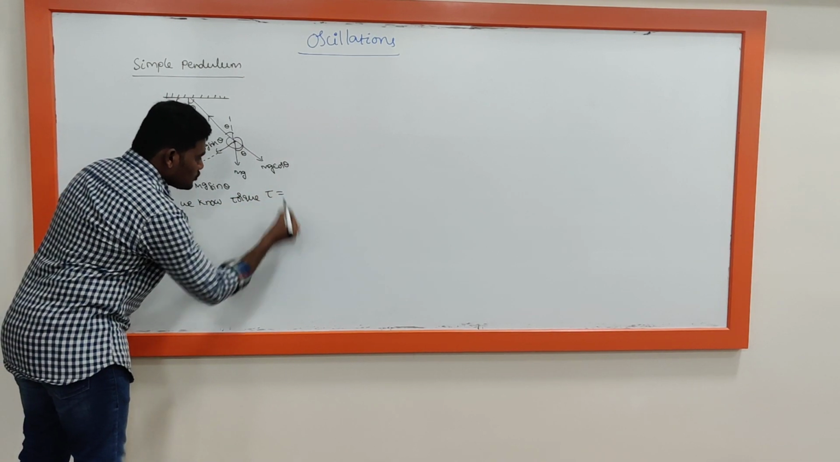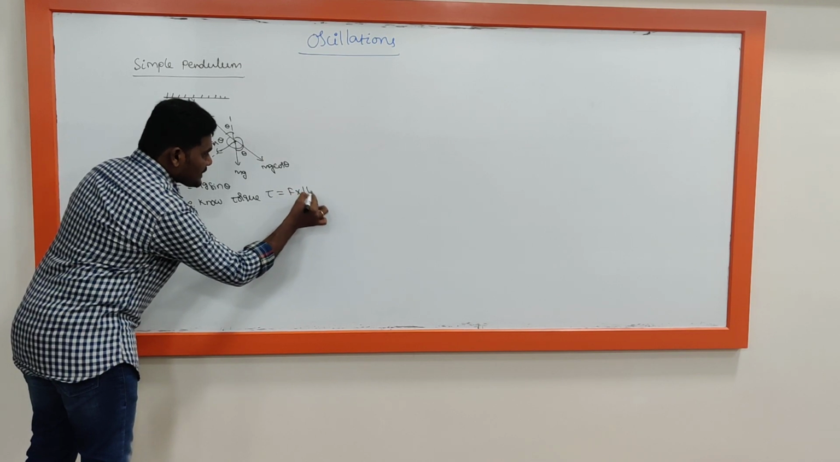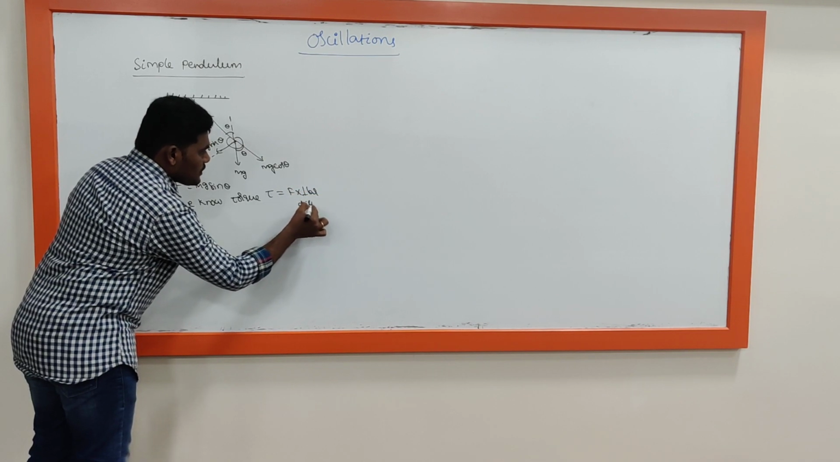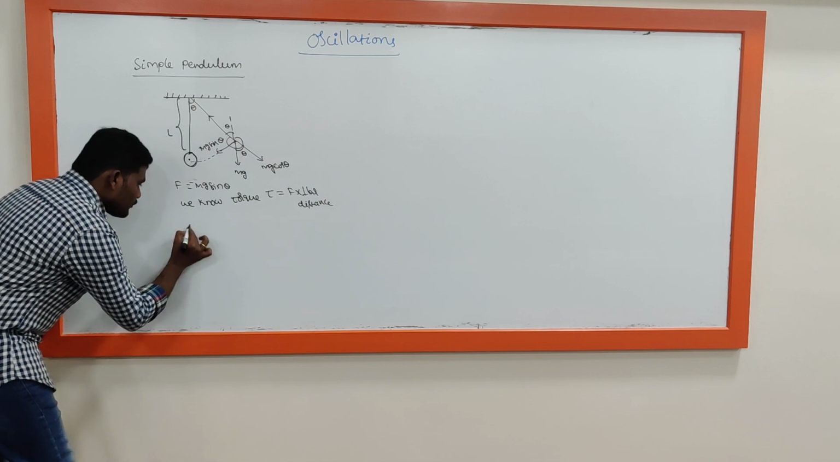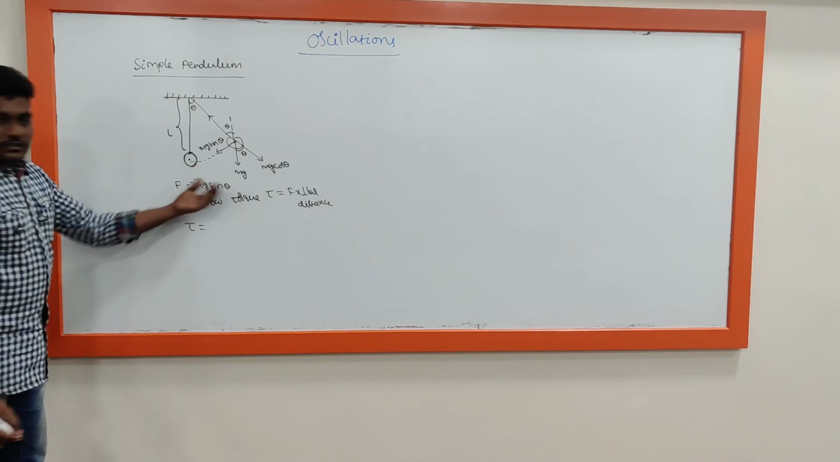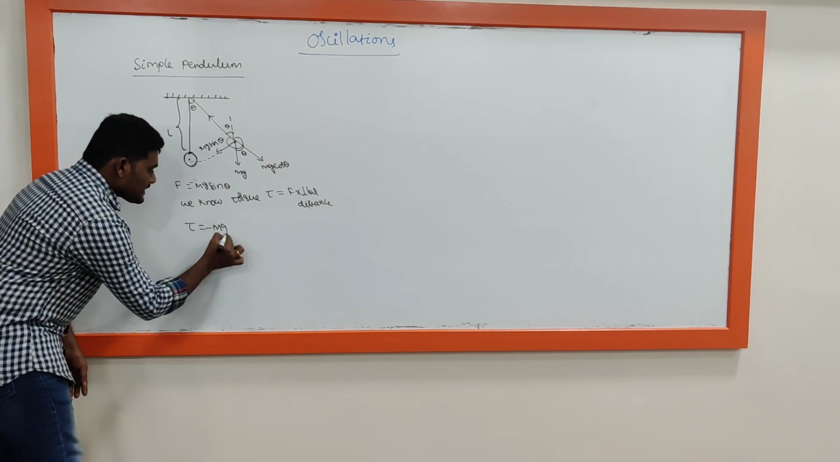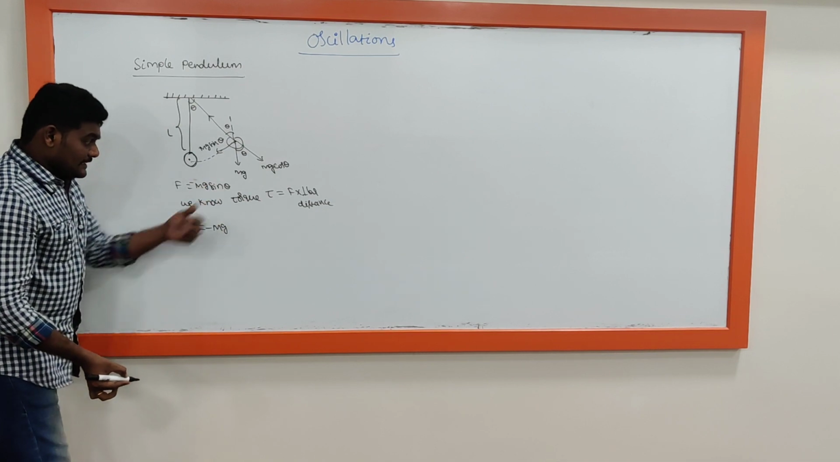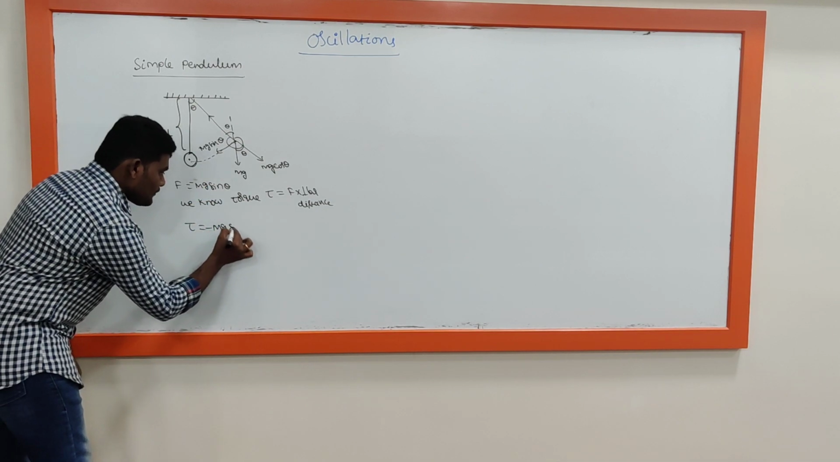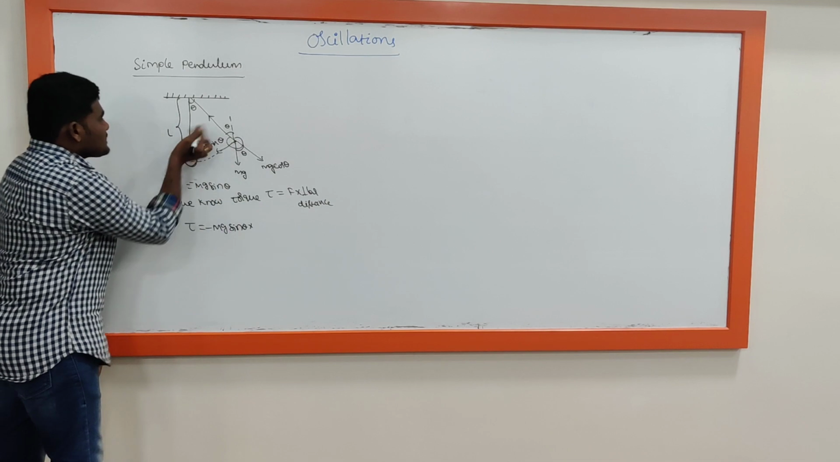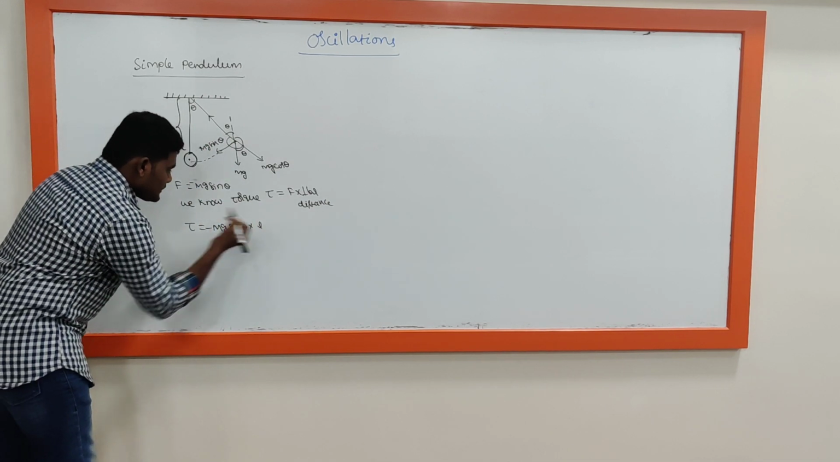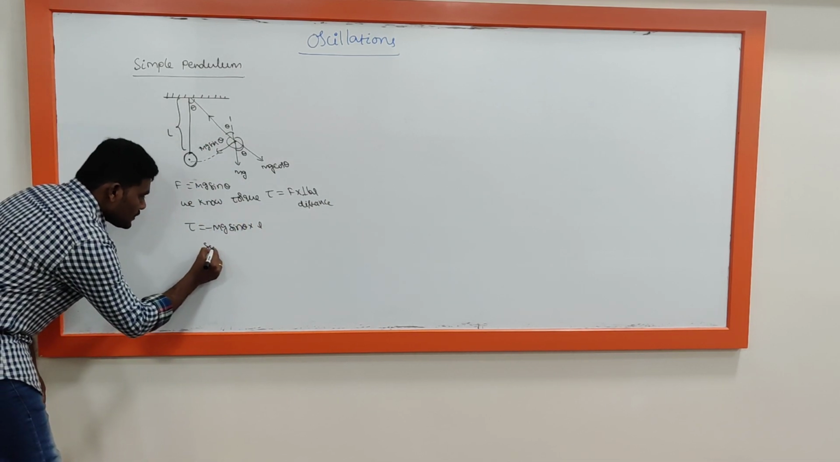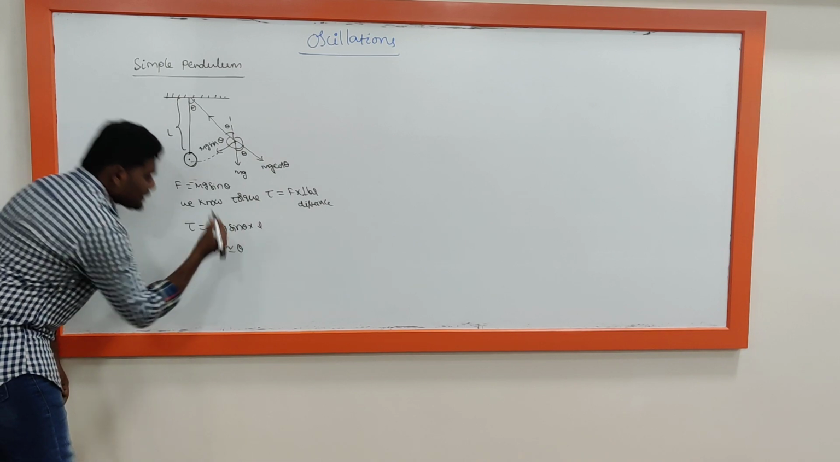Torque tau equal to force into perpendicular distance. So you can write torque tau equal to, what is the force we got? Minus mg sin theta. Here, the angles are so small. Mg sin theta, and what is the distance? Distance, we take the length. Then here angles are so small, we can write sin theta is equal to theta.